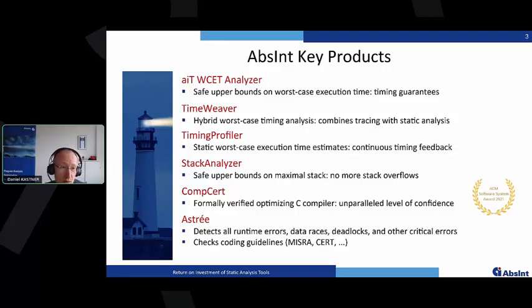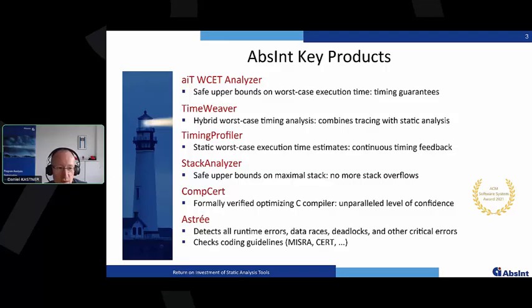TimeWeaver then computes worst-case execution time bounds for high-performance multi-core processors, again at the task level. And with the timing profiler, the goal is to make worst-case execution time estimations early in the development process, so you can become aware of timing defects while you're developing the software, in particular if you're doing model-based software. StackAnalyzer, as the name already says, has the goal to prove the absence of stack overflows.